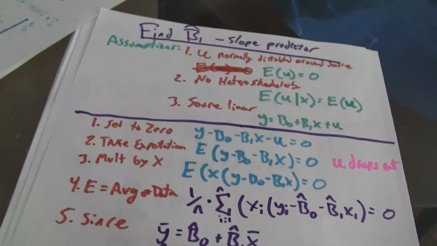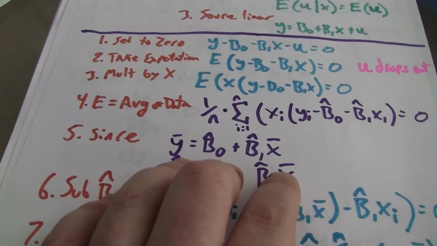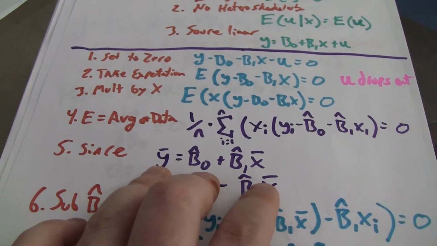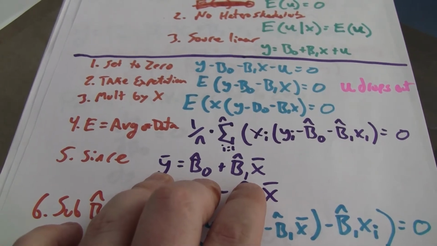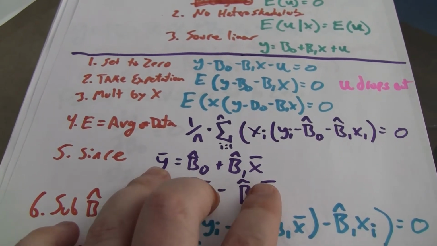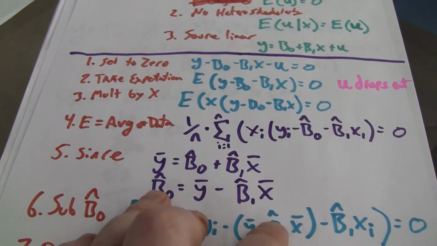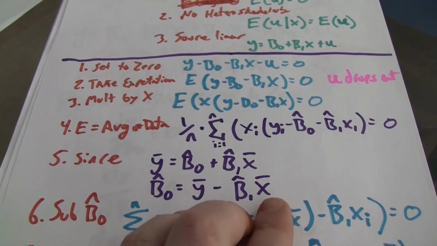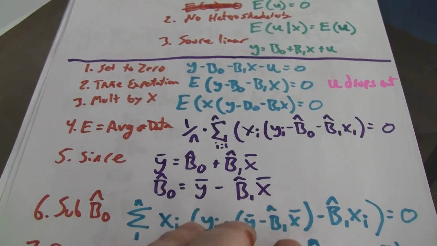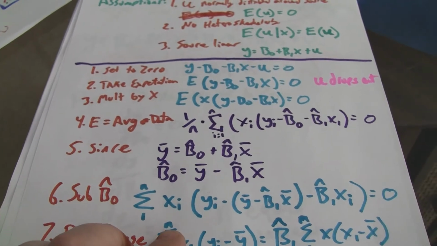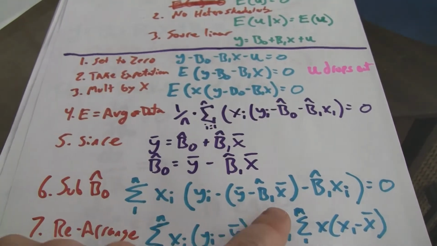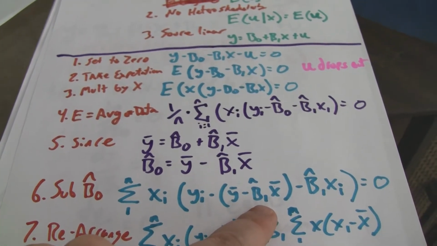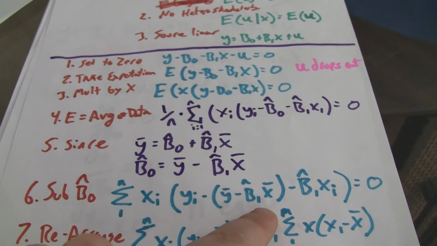And then since the average value of y is equal to beta naught hat plus beta 1 hat times the average value of x, we can solve for beta naught hat and put that in terms of y and beta 1 and x, so that we can do some substitution of beta naught hat. And so beta naught hat here is now going to be the average value of y minus beta 1 hat times the average value of x.